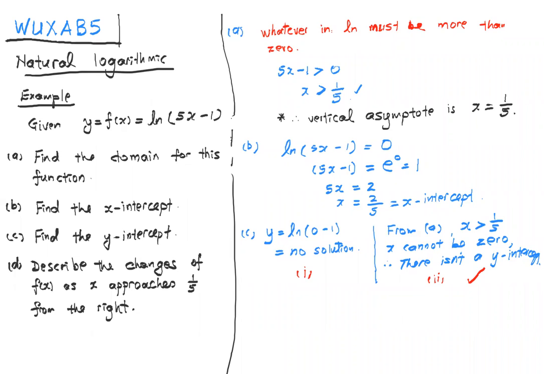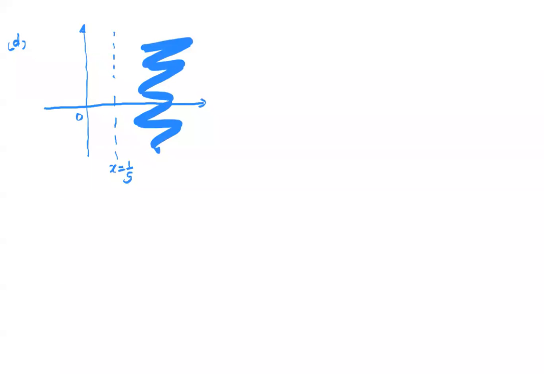Describe the changes of f(x) as x approaches 1/5 from the right. Okay, I'm going to explain this from the graph. Okay, part D. So we know that for this function, correct? The graph only exists here. x equal to 1/5. So this is the vertical asymptote. So the graph only appears here. Okay? So I want to know what happens if x approaches 1/5 from the right side. This is the right.